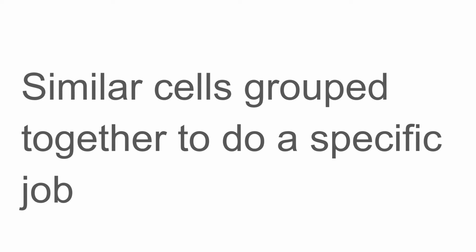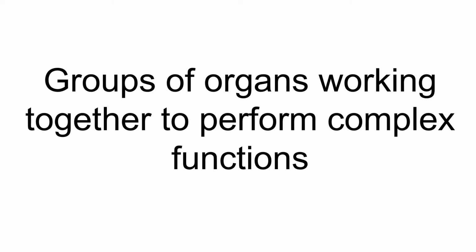So chapter 2 or PowerPoint 2 is the organization of the body. Start with cells, which are individual units found in all parts of the human body, and then it goes to tissues. Similar cells grouped together to do a specific job. Then we go to organs, which are structures composed of several kinds of tissue. Systems are groups of organs working together to perform complex functions. Then we have our body systems.